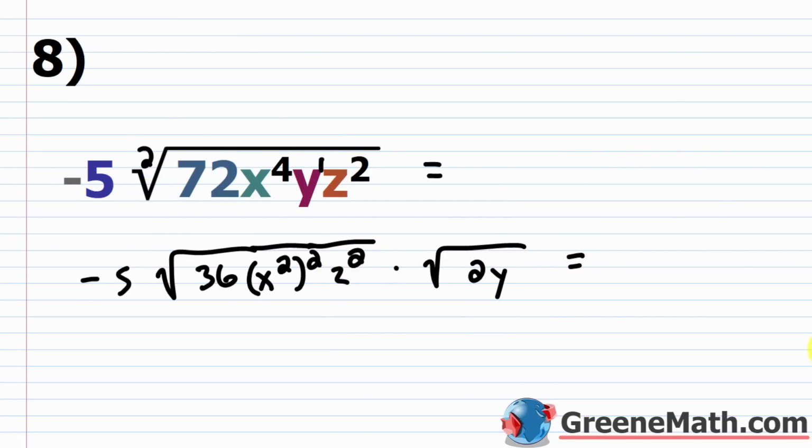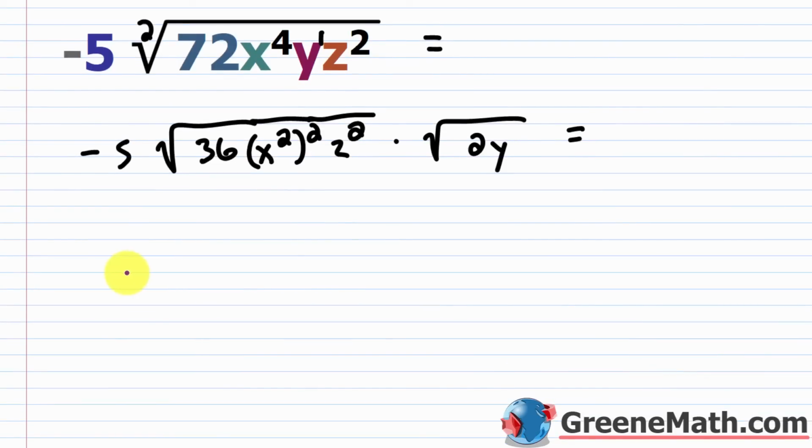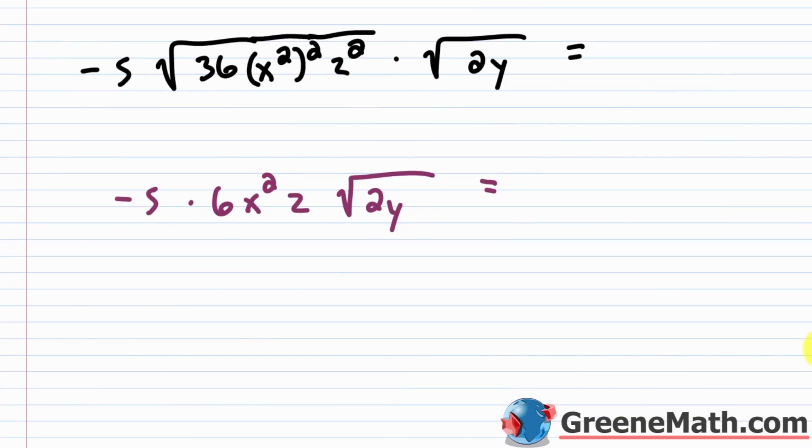Okay. So pretty simple from this point right here. So let me write -5 times. This is going to simplify to 6x squared z. Okay. Then times the square root of 2y. So as a final step, let's go ahead and say -5 times 6 is -30. And then x squared z. And then times the square root of 2y.